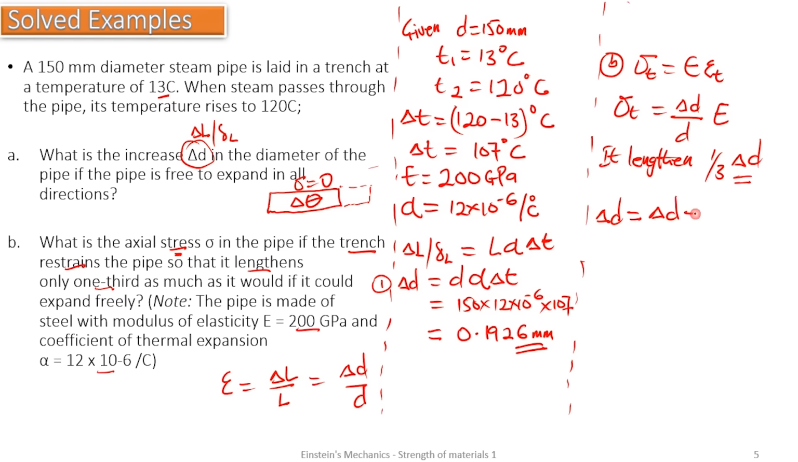Therefore, the change in diameter that wasn't able to lengthen is going to be the change in diameter minus 1/3 of it. Yes, this is the whole change in diameter that was supposed to expand freely, but 1/3 of it was able to expand. Meaning if I subtract 1/3 of the expansion or the lengthening from the original change in diameter, I'm going to get the leftover diameter, or the diameter which was restrained.